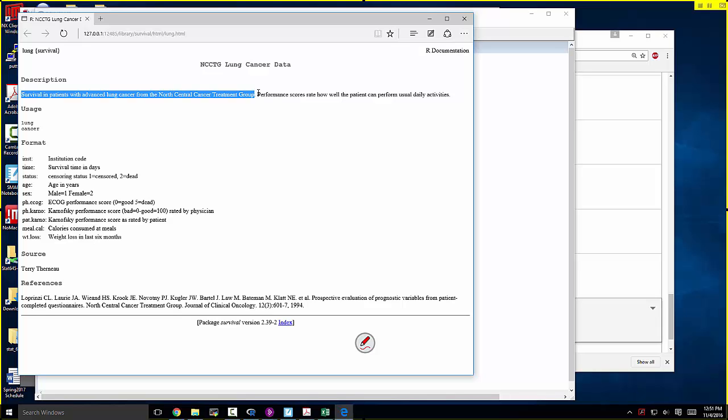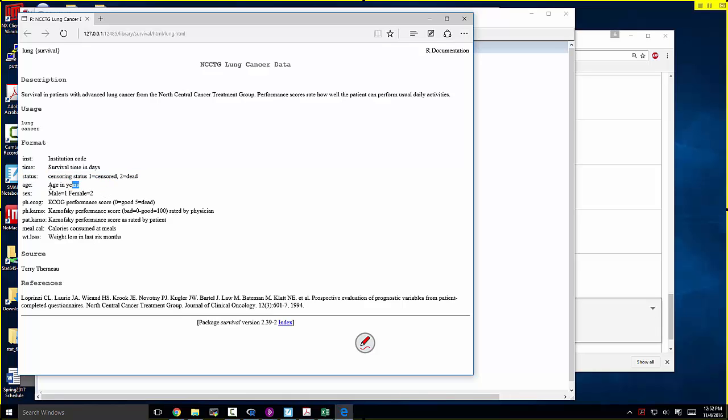The lung data are survival times in patients with advanced lung cancer from a particular cancer center. Part of our covariates are performance scores that rate how well the patient can perform usual daily activities. Time is event time. Status is censoring, and they have it coded a little bit differently. They have it coded 1 for censored, 2 for dead. We've been saying 0 for censored, 1 for dead. I'll have to double check on whether we need to change that, recode it. I'll speak to that next week.